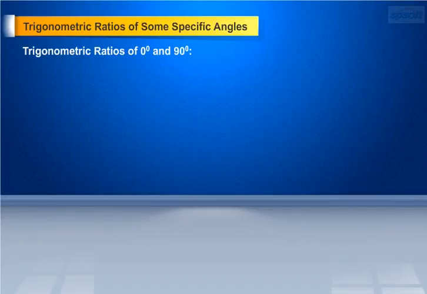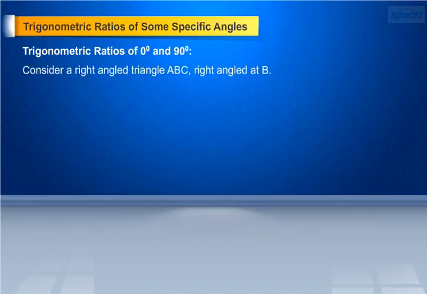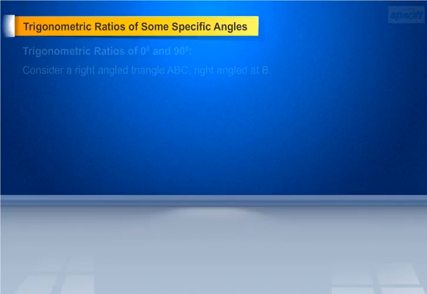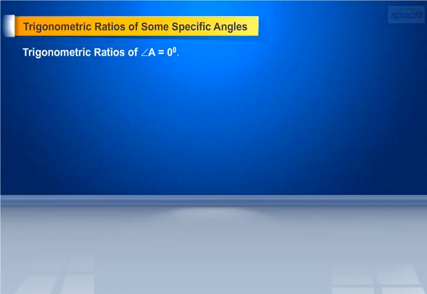Let's now find the trigonometric ratios of 0 degrees and 90 degrees. Consider a right-angled triangle ABC, right-angled at B. Let us see what happens to the trigonometric ratios of angle A when angle A equals 0 degrees and angle A equals 90 degrees.